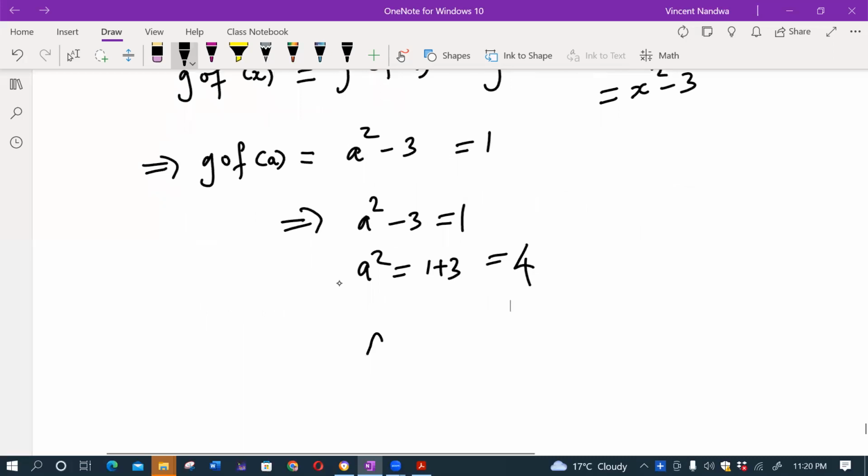So a squared equals 4, and a will be plus or minus 2 by taking the square root on both sides, and remembering the square root is plus or minus. So the majority of the students were only writing a to be 2, yet there are two values for a, which are minus 2 and plus 2. So these two signs, plus and minus, were to be seen.